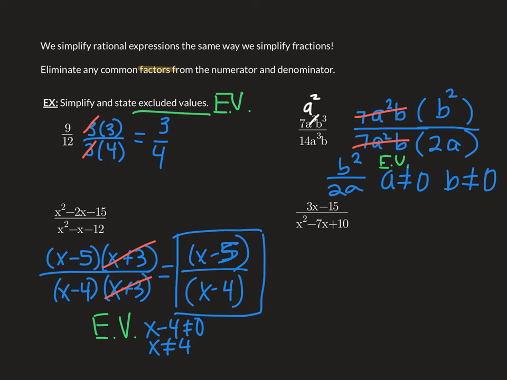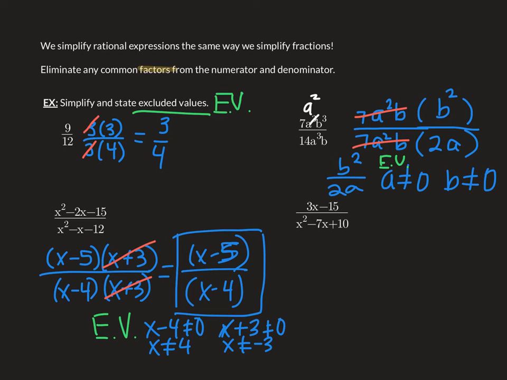Why do I have two? Remember I told you we were going to go back to the x plus 3's? Here we are. This does count as an excluded value. Even though I have reduced it, even though I've simplified it, it still counts as an excluded value. So we get x plus 3 cannot be 0, which means x cannot be negative 3. So my excluded values are x can't be 4, and then x can't be negative 3.